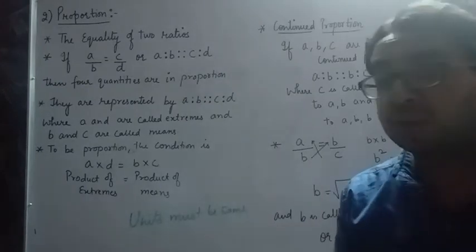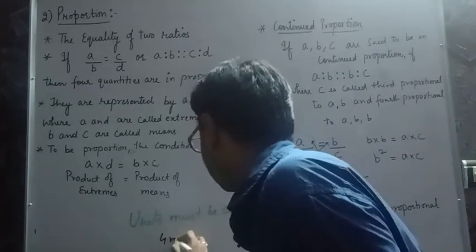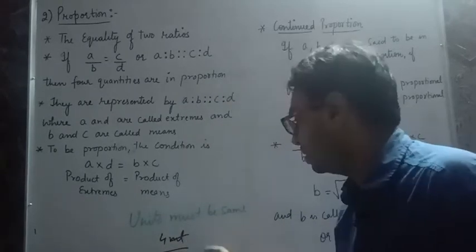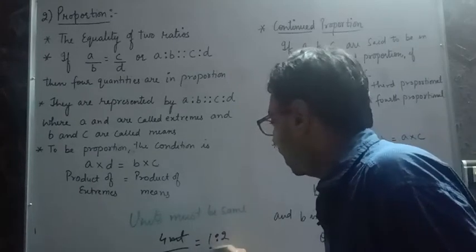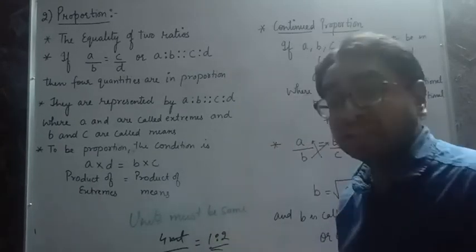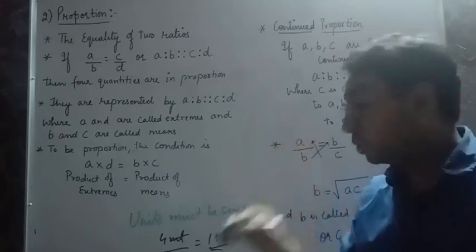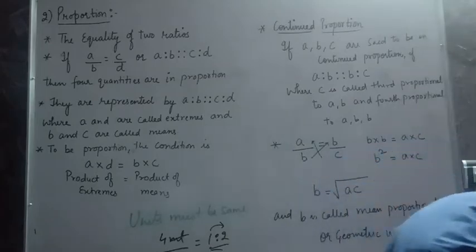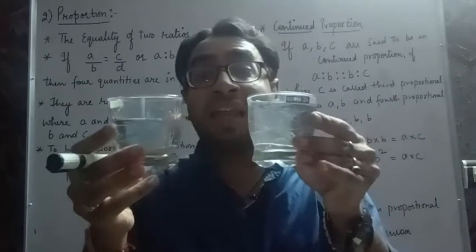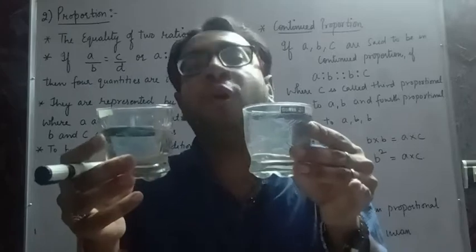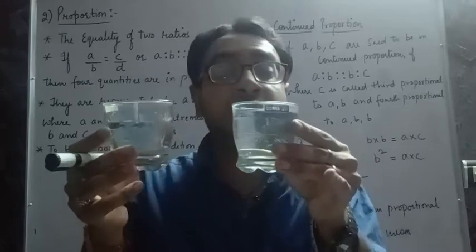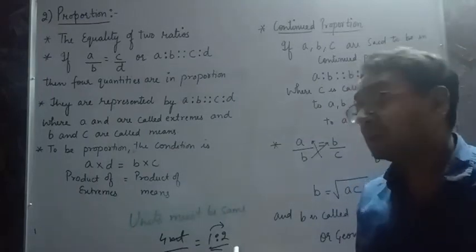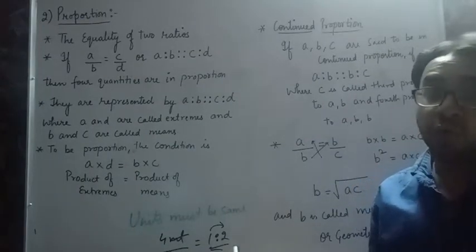For example, I was talking about the glass of water, 4 milliliter and 8 milliliter. I can easily divide because milliliter will be cancelled, and the ratio is 1:2. It means the amount of water in glass A is half of the amount of water in glass B. This is glass B, this is glass A. This is what ratio defines.